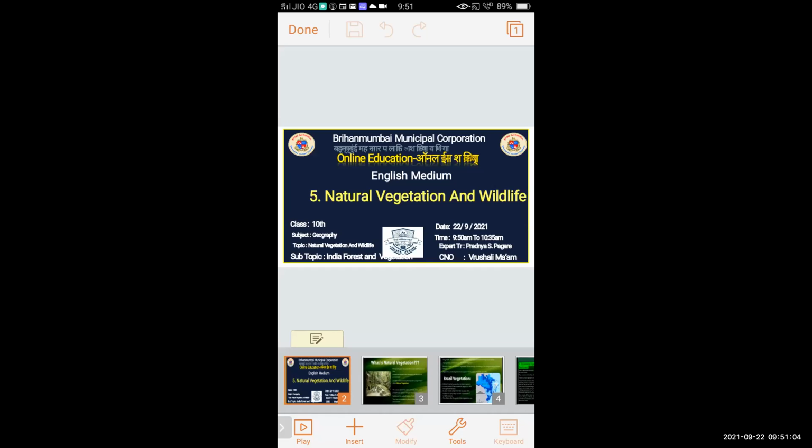Lesson number 5, Natural Vegetation and Wildlife. In the previous period, we have learned about the vegetation of Brazil, the different types of forests found in Brazil, and the types of plantation trees grown in Brazil. Now, today we will learn about India's forest and vegetation.